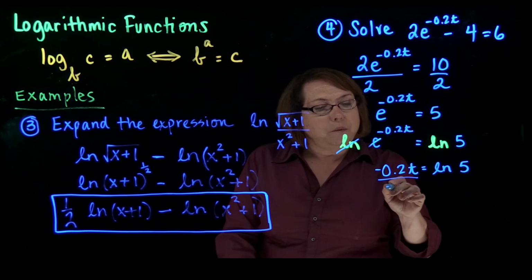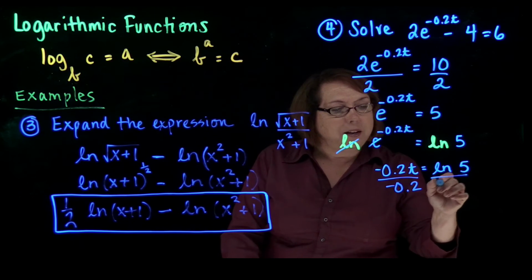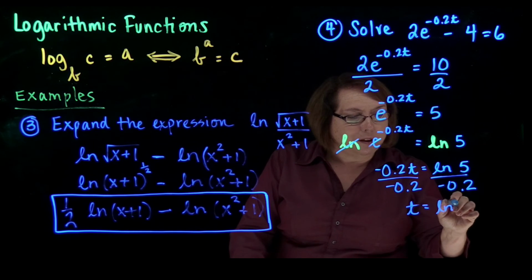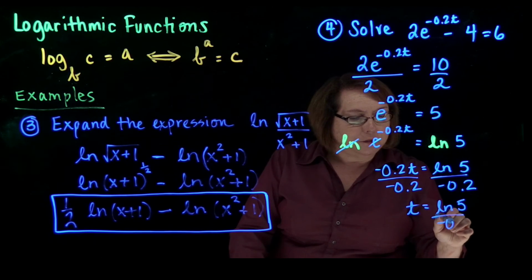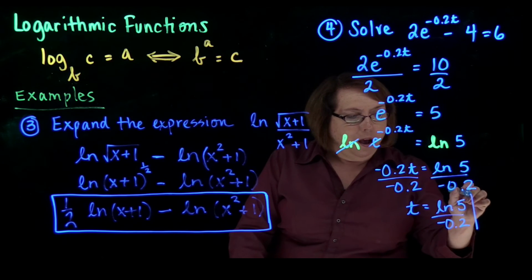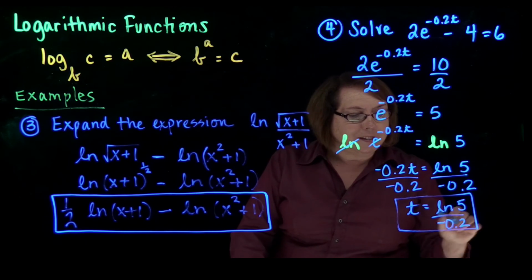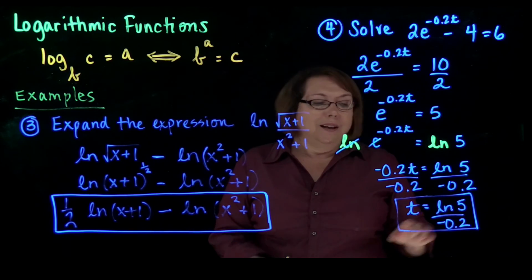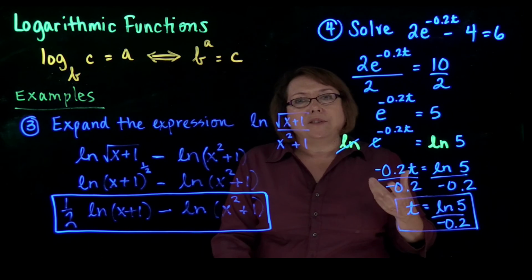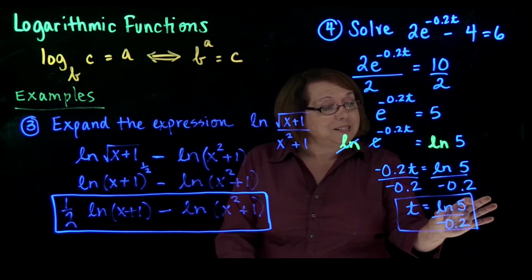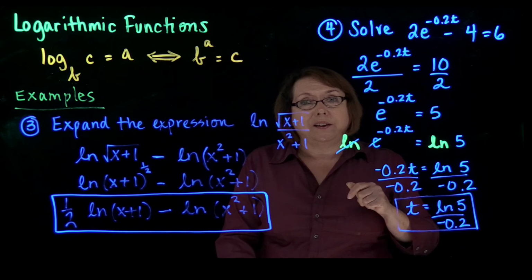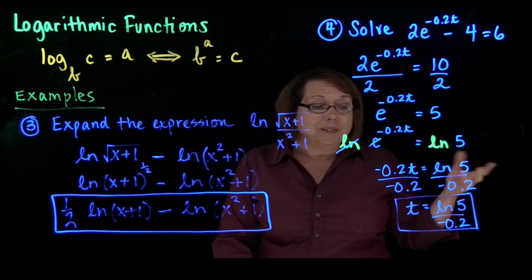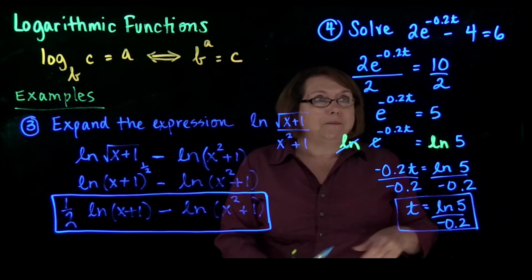And now to solve for t, we simply divide both sides by negative 0.2. And we have that t is equal to natural log of 5 divided by negative 0.2. For this problem, because I did not state to approximate the answer, I would leave it in this form. Showing the natural log of 5 is actually an exact answer, because it's saying if you put this directly into the calculator, you will get a value. It may be a non-terminating decimal. It's very likely that this would be that way.